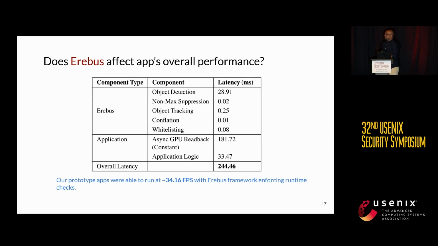In fact, when we looked at all the different components that an application has and looked at the latency measurements for all of them, we found that the latency overhead of Erebus components combined is still less than a lot of the latency incurred due to system implementation like GPU readback. So as mobile systems become more powerful, the performance of AR applications on our systems is only going to get better, even with something like Erebus, which performs runtime rule checking and incurs latency overheads because of that. Furthermore, we found that all of our prototype applications were able to run at nearly 35 FPS, even with all the permission checking happening.